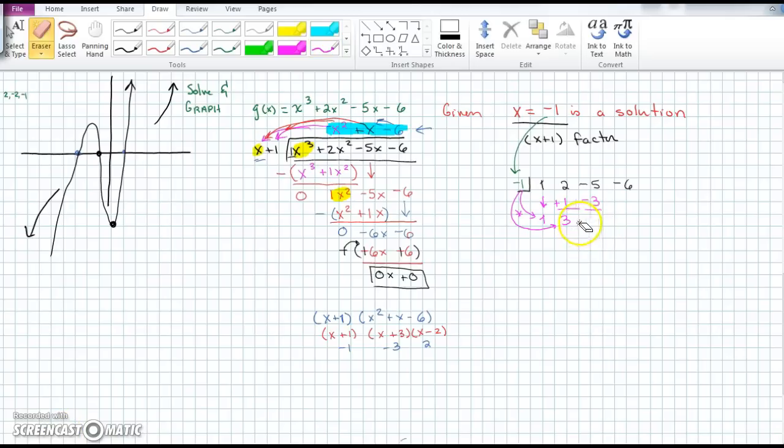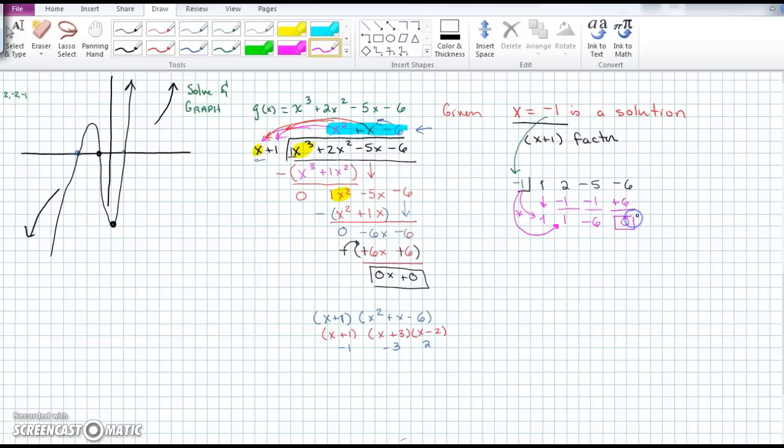I need to go back a minute. I've made an error. My first step was to multiply negative 1 times 1 and get negative 1. When I add, I get 1. Now, I have negative 1 times that 1, and I get negative 1, and I add again. Negative 5 plus negative 1 is negative 6. Negative 1 times negative 6 is positive 6. I add and get 0.